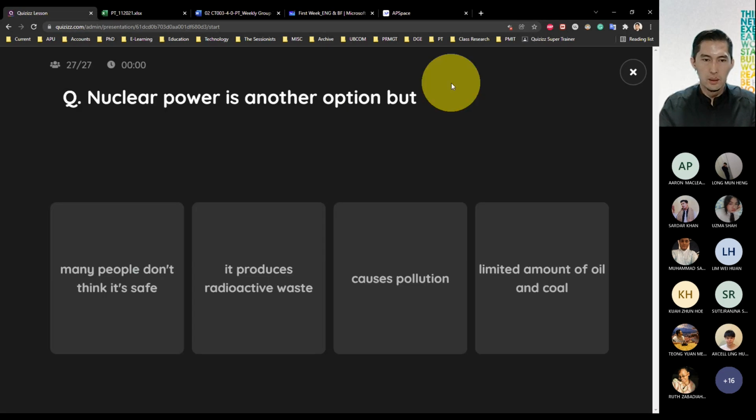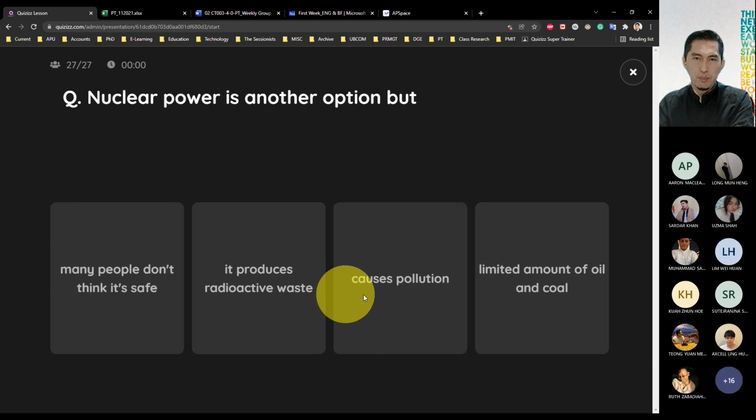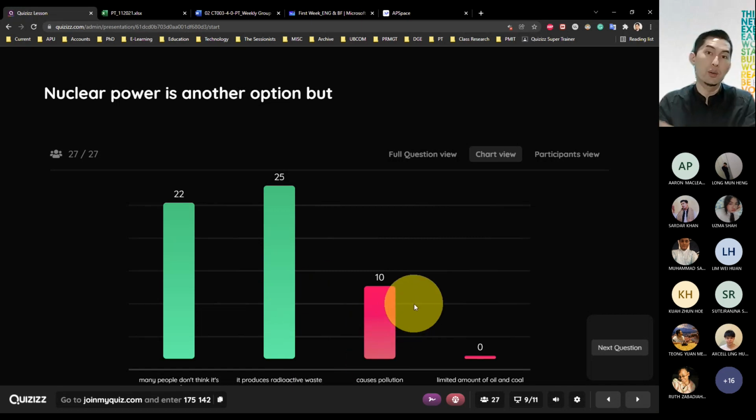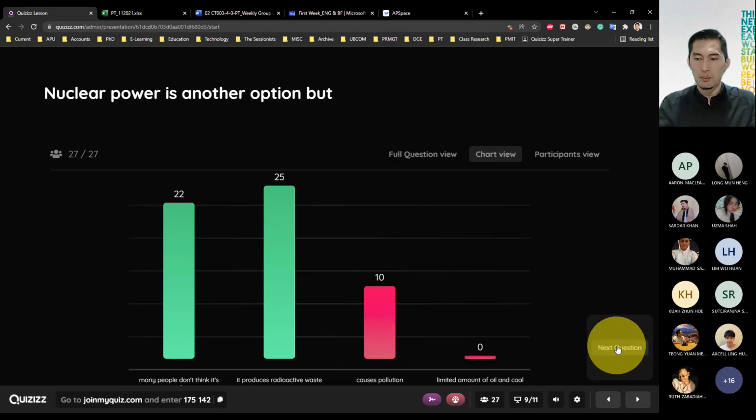All right. Nuclear power is another option, but many people think it's not safe, produces radioactive waste, right? So it's just the opposite. The remaining answers that you saw from earlier. Yeah. 10 of you mentioned about causing pollution. So this is not necessarily so, right? Because if your pollution is related to radioactive waste, then that is the focus basically here. Because pollution is not accurate enough. Yeah, it's just a generic term.